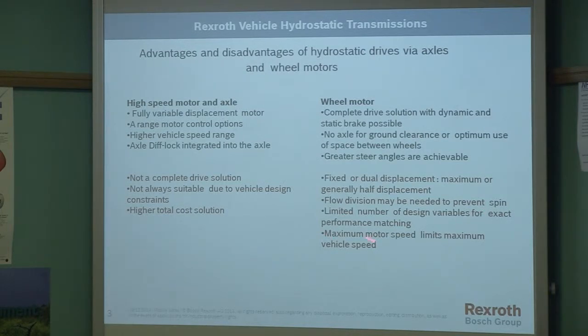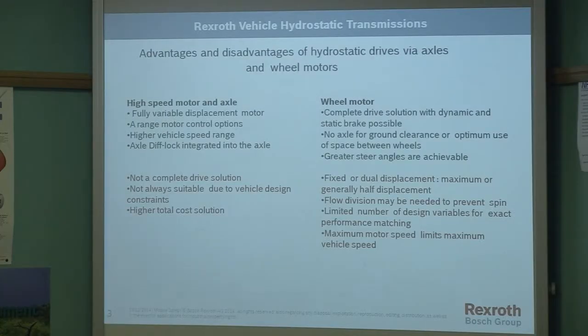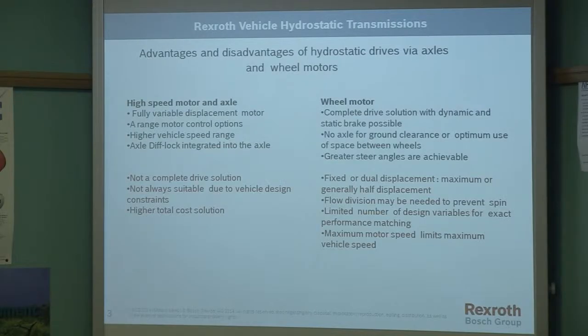Another limitation is the limited number of design variables when you're using wheel motors. You haven't got gearbox ratios or axle ratios to play with to optimize the design. It's pump displacement, wheel motor displacement. And as I said, these are high torque, low speed motors, so they might limit the maximum vehicle speed when you're specifying wheel motors. Okay.